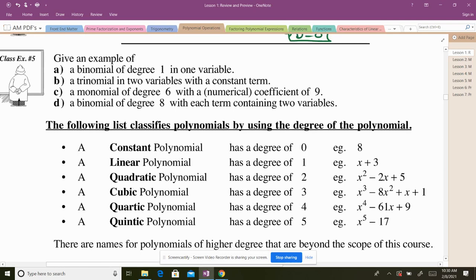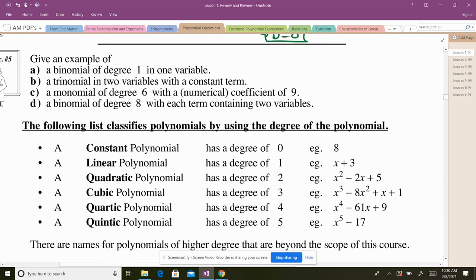Okay, just as a source of information, basically, if you have a degree of 0, that's just a constant because there is no variable. You could write x to the 0, but nobody would ever do that because anything to the 0 power is 1. So if it's a constant term, they just say it's degree 0. If it has a degree of 1, it's called a linear. I'm not going to test you on any of this. This is what we study in Math 10.